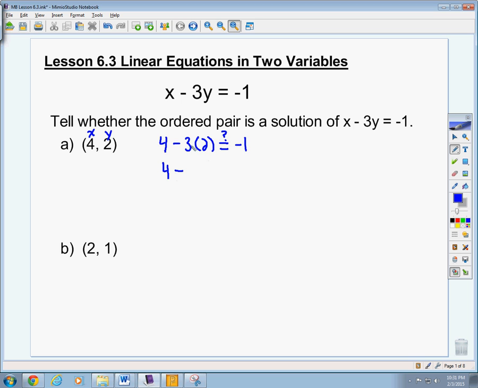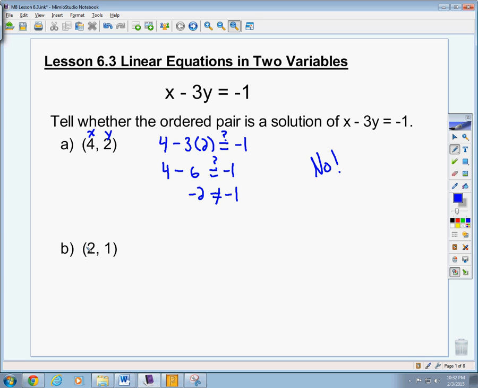4 minus 3 times 2 is 6. Does that equal a negative 1? No, it doesn't. 4 minus 6 is a negative 2. That doesn't equal a negative 1. Is this ordered pair a solution? No. Now let's look at 2, 1 here.